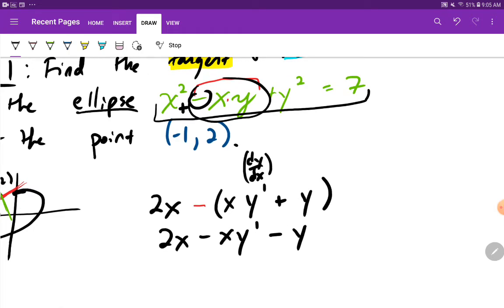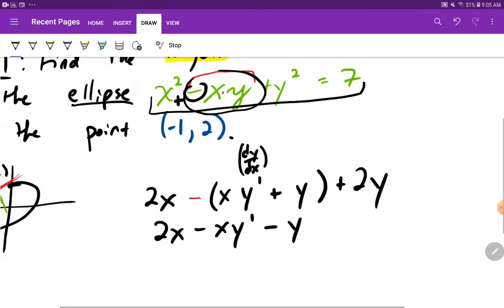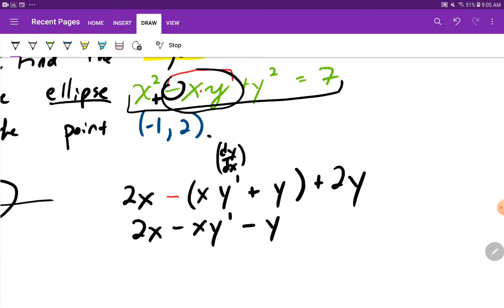And then we can't forget the rest of the equation. So this becomes plus 2y, and just like we learned in class, deriving y is like deriving a composed function, right? A y prime is going to pop out. So we're left with plus 2y y prime equals 0, because the derivative of 7 is 0. All right? So from here, we collect all of our y prime terms, and then we push everything else to the other side.